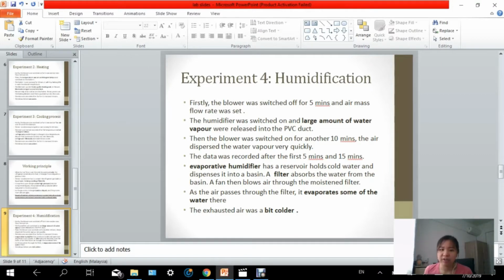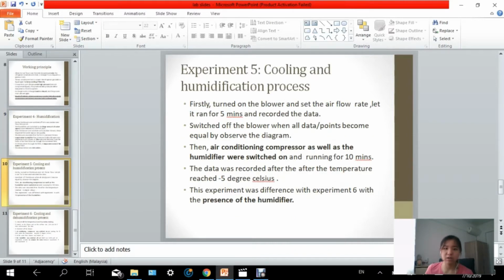So this kind of humidifier is an evaporative humidifier, which has a reservoir to hold cold water and dispense it into a basin. A filter absorbs the water from the basin, so the fan inside the humidifier will blow the air through the filter. That's why it will evaporate some of the water when the air passes through. So the exhaust air was a bit colder, but it's not as cold as by the air conditioning compressor.